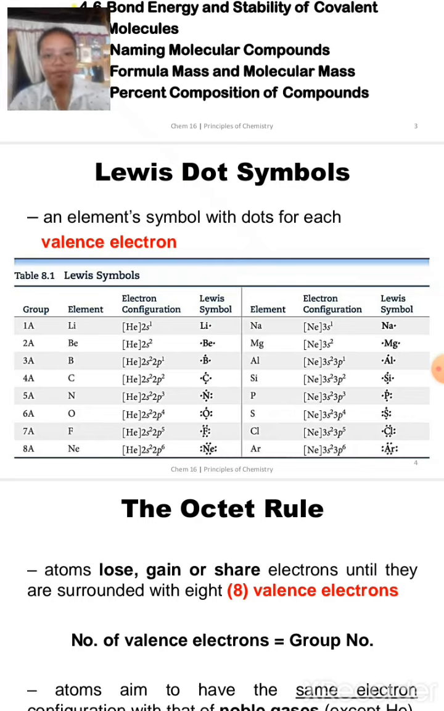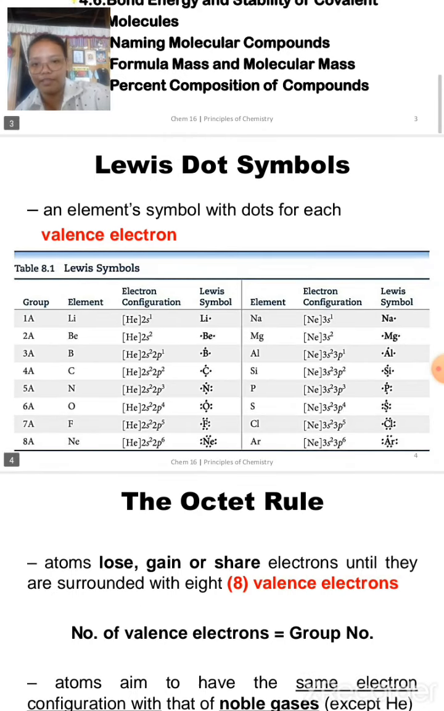So based on the periodic table, as you can see in your periodic table, here's lithium. So here's the electron configuration. Lithium has 2s to the power of 1. The same with beryllium, which has 2s to the power of 2. So according to Lewis symbols, here are its symbols. So Li has one dot in its Lewis symbol.